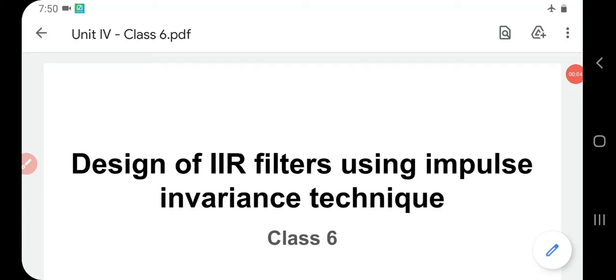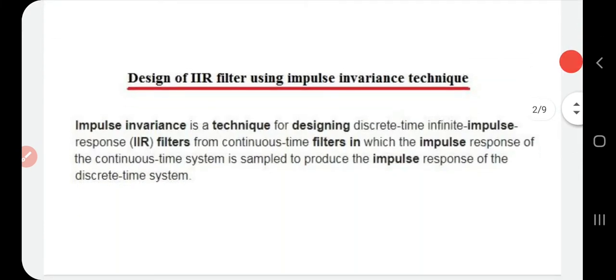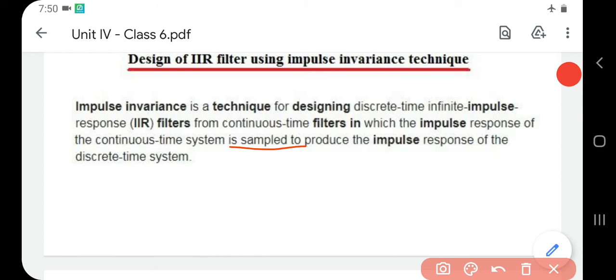Good morning. In today's session, we will learn about the design of IIR filters using the impulse invariance technique. Impulse invariance is a technique for designing discrete time infinite impulse response, that is IIR, filters from continuous time filters in which the impulse response of the continuous time system is sampled to produce the impulse response of the discrete time system. So here the main concept that we use is sampling the continuous time filter.